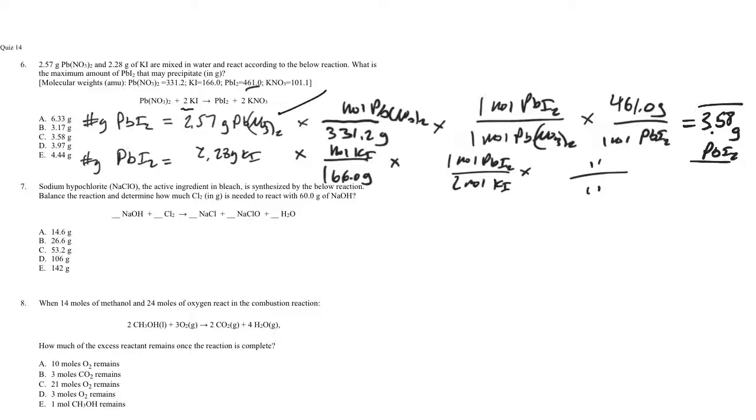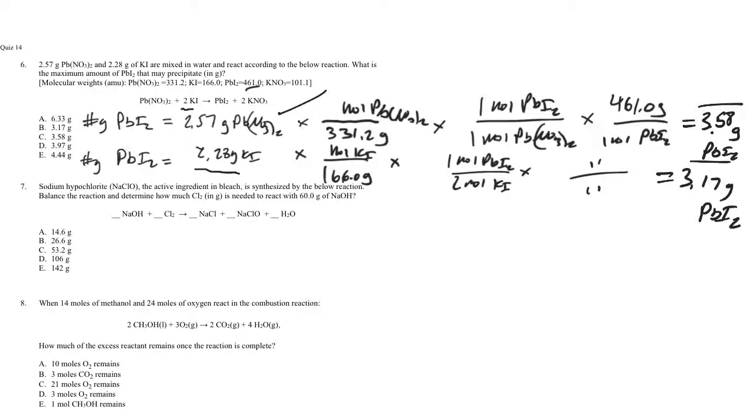Now let's check the KI and see how much product we can make with it. So we do 2.28 divided by 166, then divided by 2 for the stoichiometry, and then multiplied by 461 grams per mole of PbI2. That gives me only 3.17 grams PbI2. So if the quantity of KI given reacts with the required amount of lead nitrate, then we would only produce 3.17 grams of lead iodide.